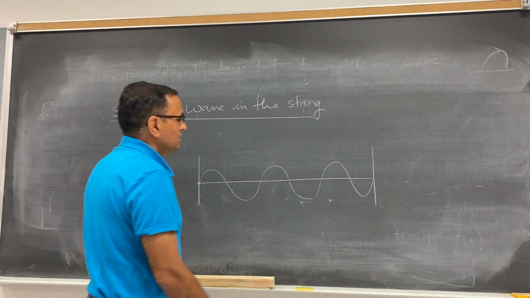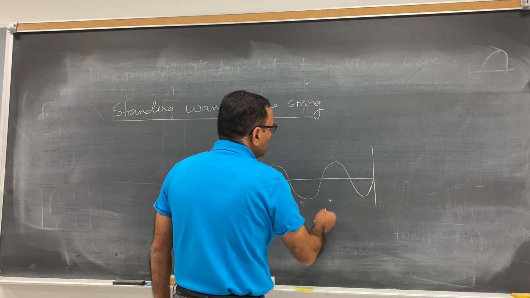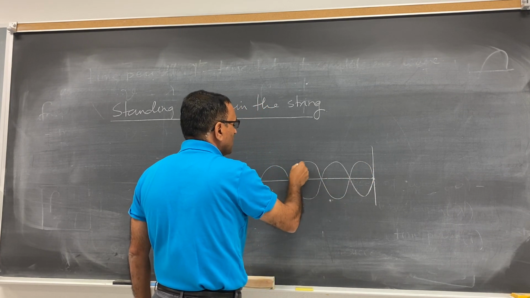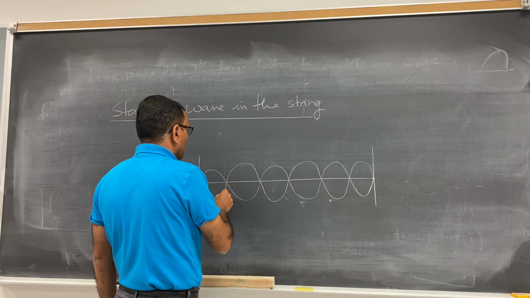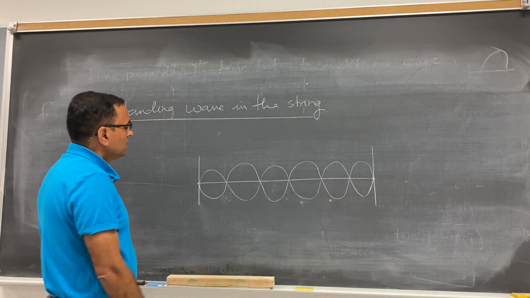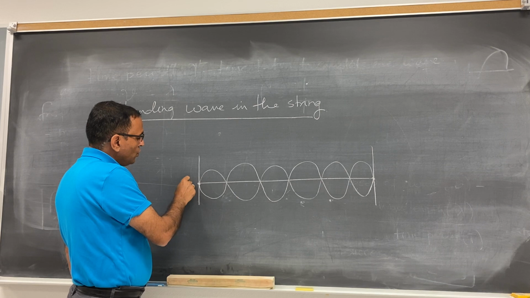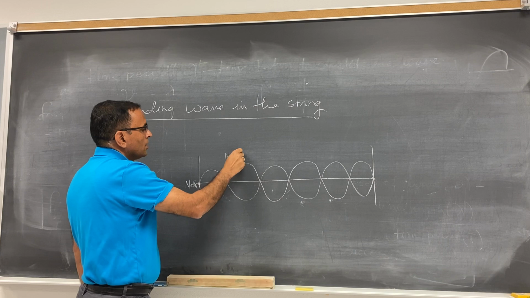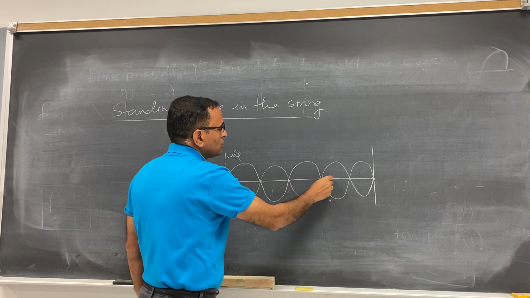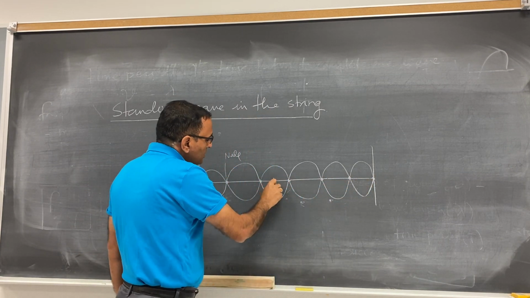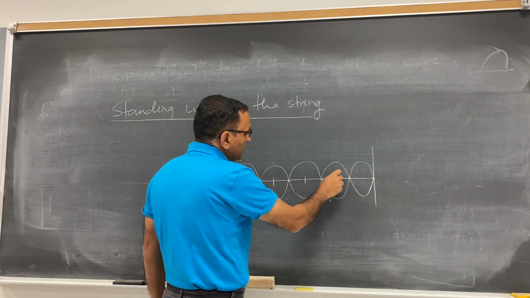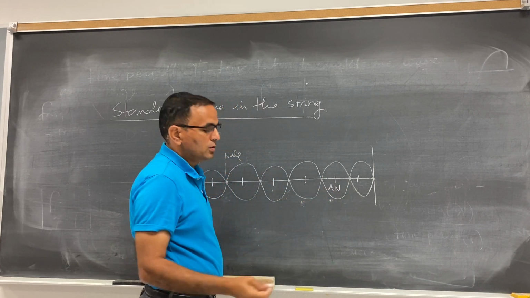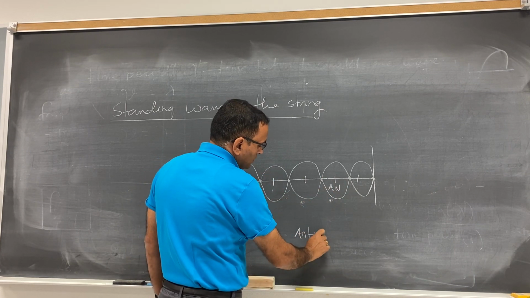My diagram is not quite good. And from here, the wave reflects and it goes this way, something like this. Now look at this. This point is called a node. This is also a node, and these are all nodes. And these points here, these are all called anti-nodes. AN, that is anti-node.